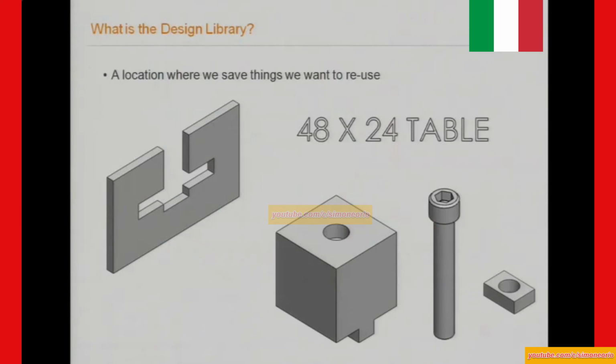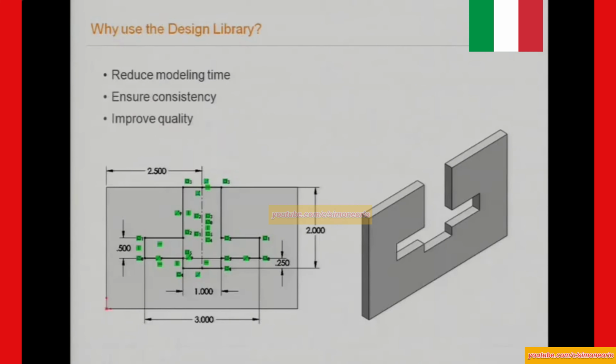The design library consists of folders, either on your local machine or on a network location, where you save things that you want to reuse. In the case of parts, they are just copied to those folders as part files. As far as features and sketches go, they're saved as a special type of part called a library feature part.